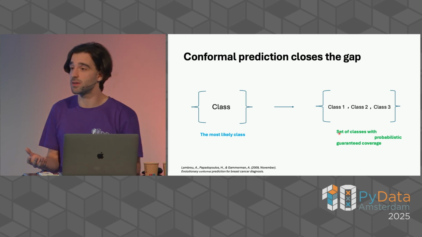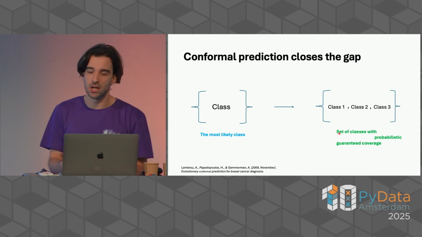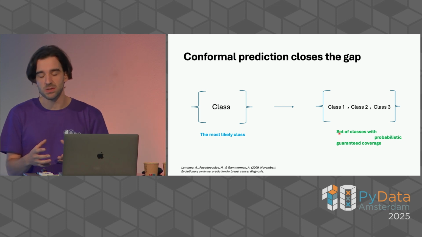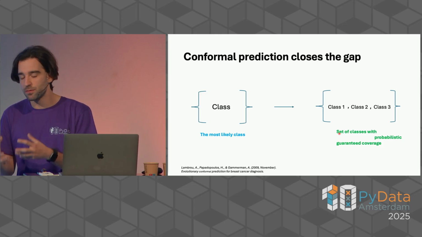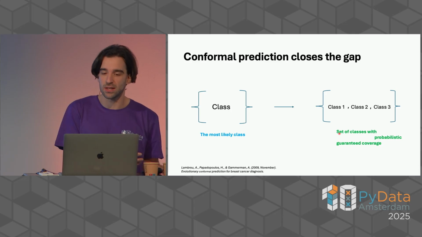This is a fundamental shift. I'm saying the same sentence again that I have in my head, because the probability right now isn't about the specific label anymore, but it's about the reliability of the procedure we use to create this set.